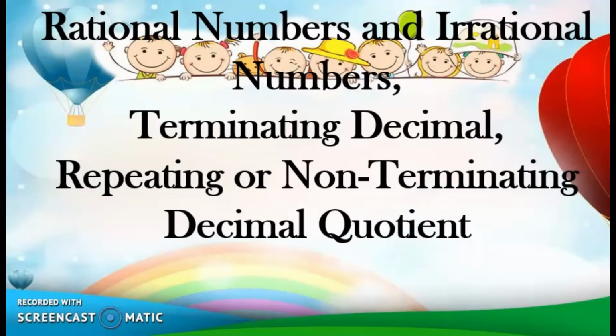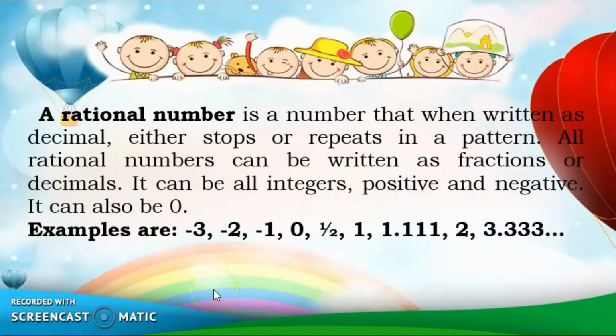So today we're going to talk about rational numbers and irrational numbers, terminating decimals, and repeating or non-terminating decimal quotients. Okay, so what is a rational number? A rational number is a number that when written as a decimal either stops or repeats in a pattern. All rational numbers can be written as fractions or decimals. It can be all integers, positive and negative. It can also be zero.